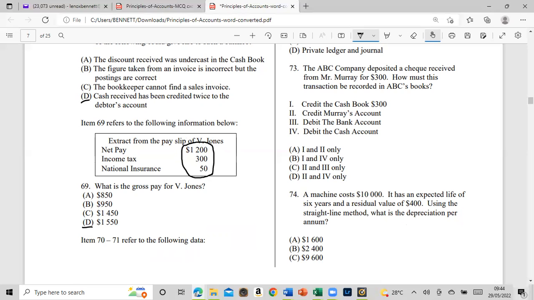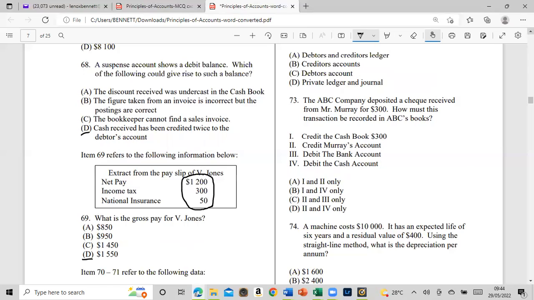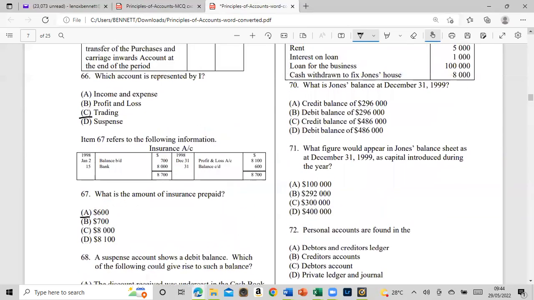All right, let's move on to number 70. I'm going to stop at 70 for today, guys. Just need to recuperate and think. Hit the like button if you're just joining.